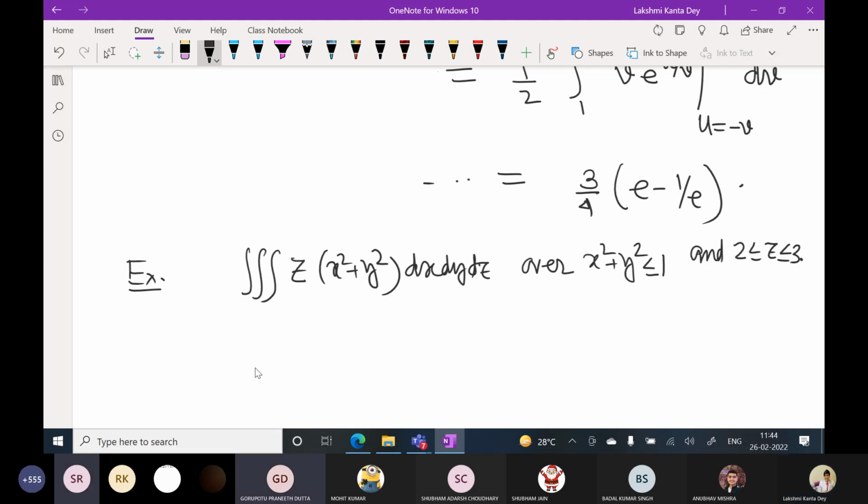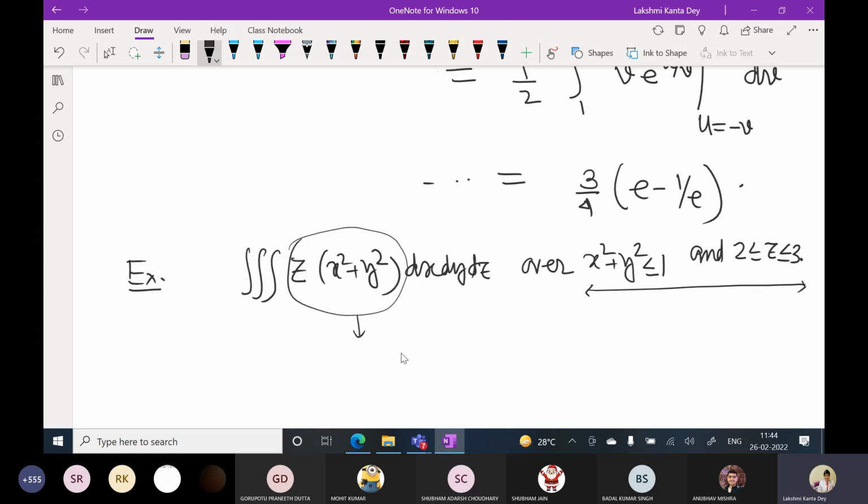Cylindrical transformation, r theta z. Very good. Why? Because here you see that the region is a cylinder. x square plus y square is a circle, and z is stacking, so the region is a cylinder. Another thing is that in the integrand function, there is a term x square plus y square present. So it is advantageous if we use the cylindrical transformation.